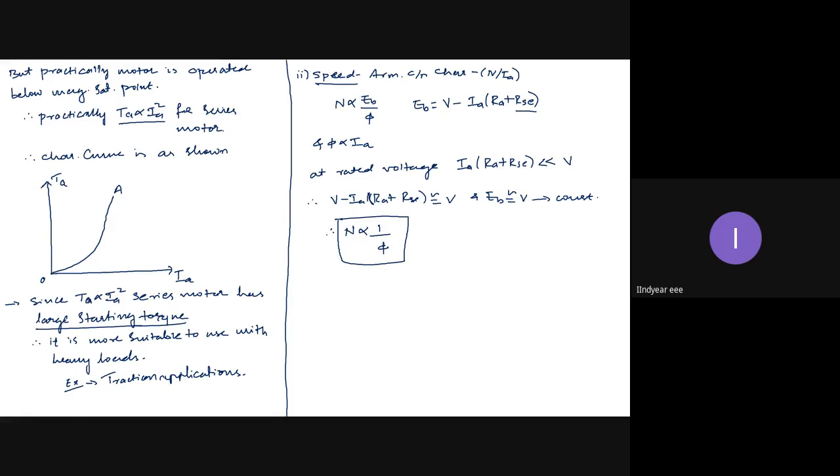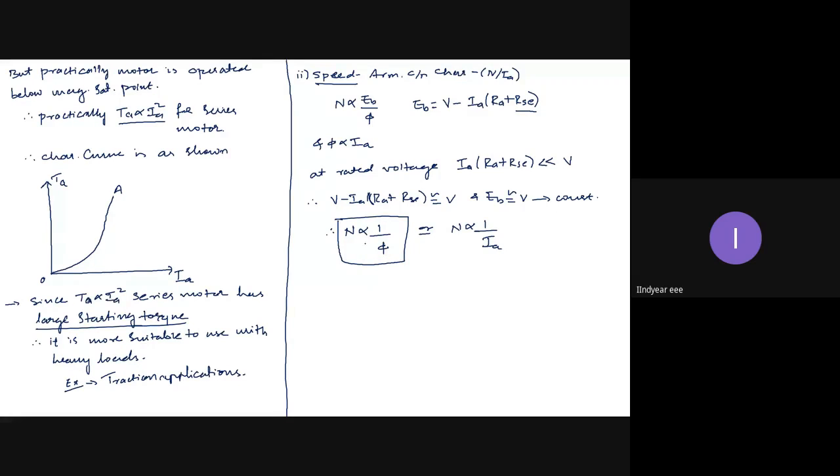In turn, I can write speed is inversely proportional to armature current, because phi is proportional to armature current. Now, as the load increases, IA increases and speed decreases. But up to what value? Phi is proportional to IA only till magnetic saturation. Once it reaches magnetic saturation, my flux will remain constant, hence speed will remain constant.